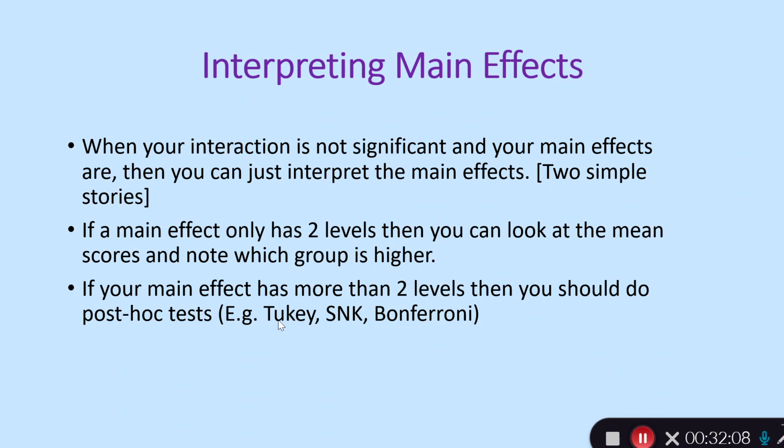In this case, if the main effect only has two levels, then you can look at descriptives, look at the mean scores and know which group is higher. So in that particular case, you can just look at descriptives to interpret the results if you've got two levels. Or if your main effect has more than two levels, then you should do post hoc tests. Remember, we need to do those follow-on tests to see those multiple comparisons, those pairwise comparisons, using some sort of correction, such as Tukey, SNK, Bonferroni, whichever is your preference, or even a robust one if needs be.